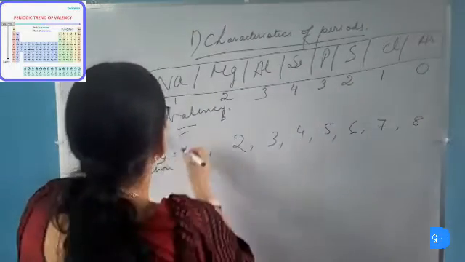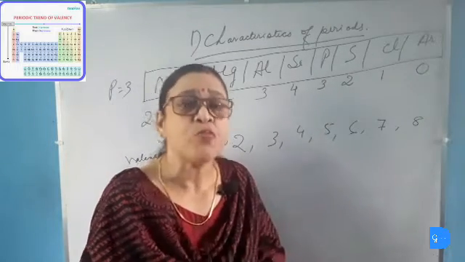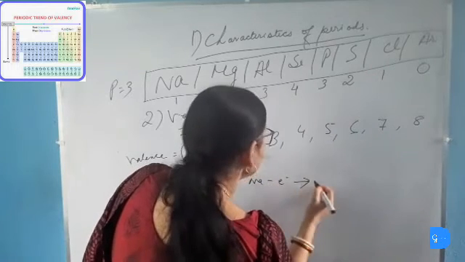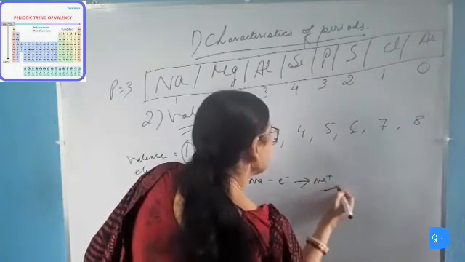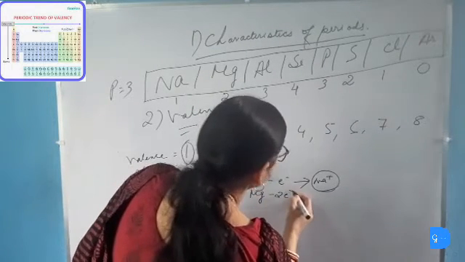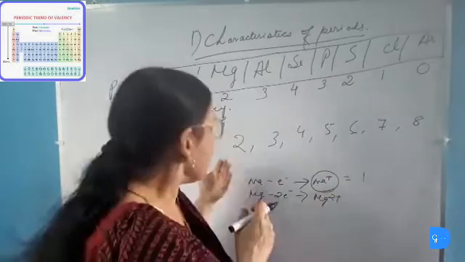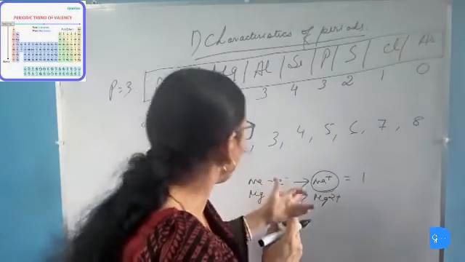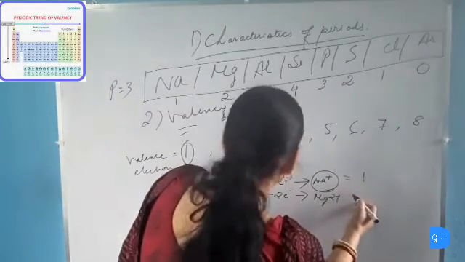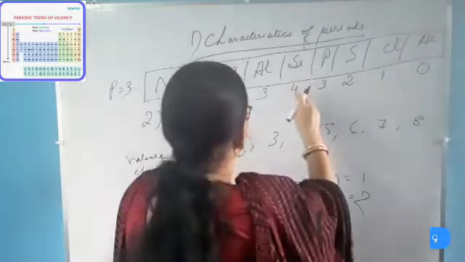Now in case of sodium, sodium has 1 valence electron. So sodium easily loses 1 valence electron and forms a positively charged ion. Sodium will give 1 electron and will form Na+. Again, magnesium will give off 2 electrons and will form Mg2+. So the valency of sodium will be 1, because we have said that the number of electrons lost or gained by an element determines its valency. Again, the valency of magnesium is 2, of aluminium is 3, and of silicon is 4.